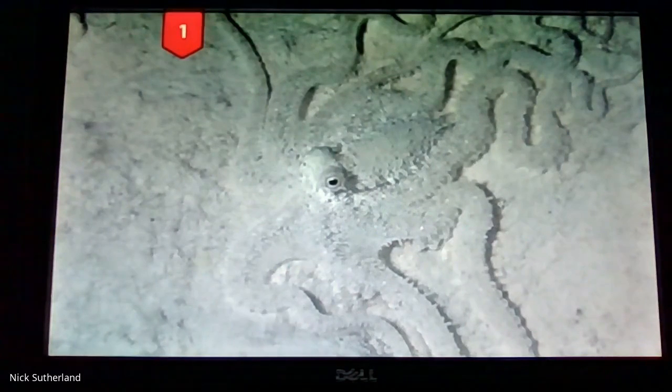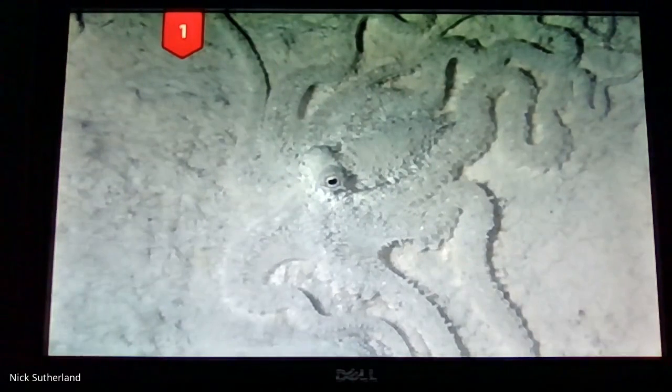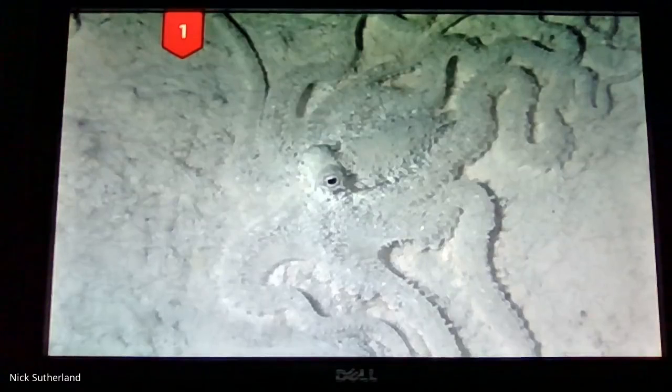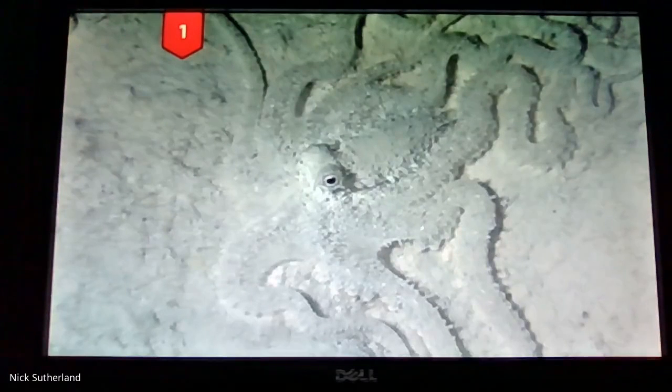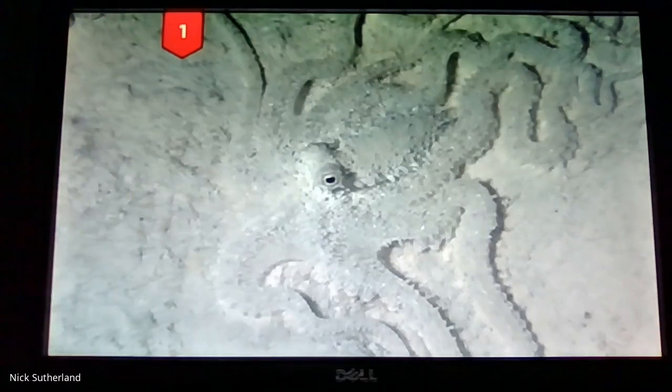And number 1, Indonesian mimic octopus. Not only does this species of octopus change its colors to mimic other animals, it actually imitates them as well. In fact, it's been known to copy everything from sea snakes to jellyfish.